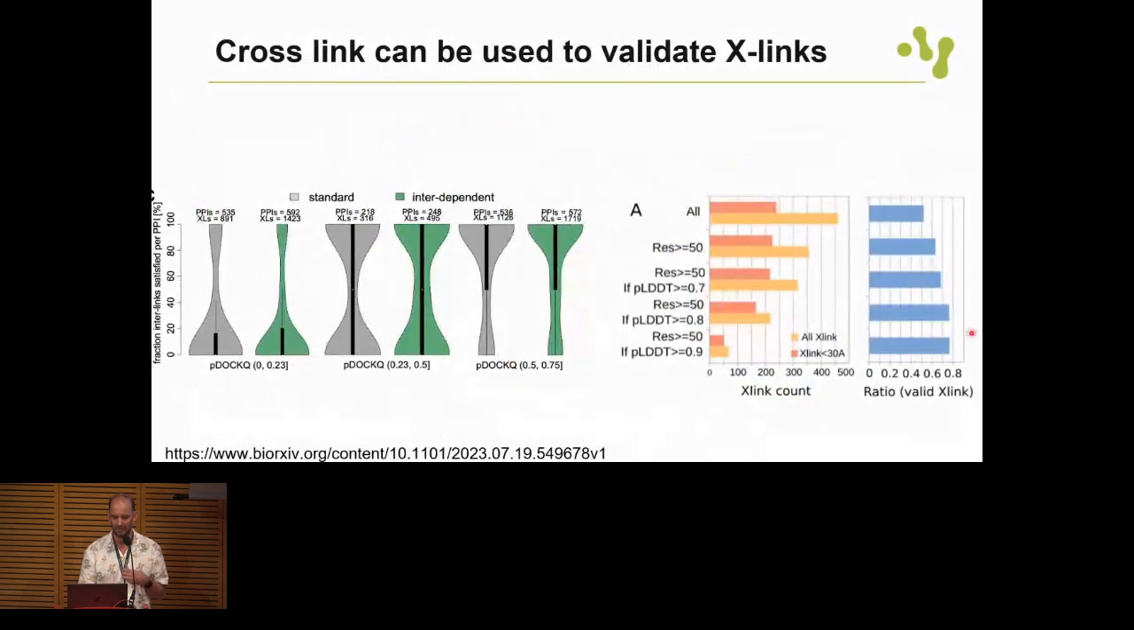This is from a much larger study recently submitted, where if you have good pDockQ values, the cross-linking data is enhanced. So you have much more. It's really a way to combine them together. I think it's kind of useful.